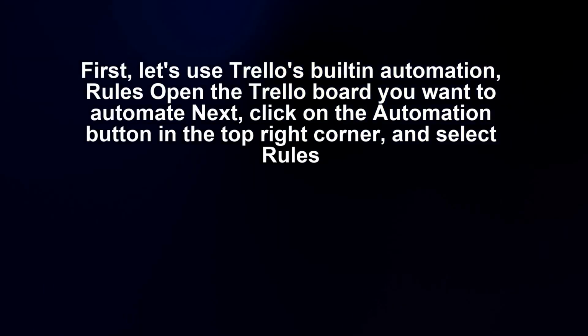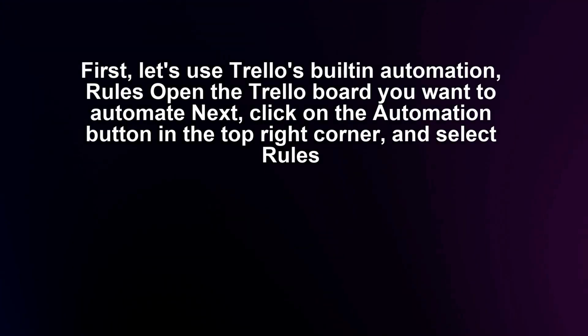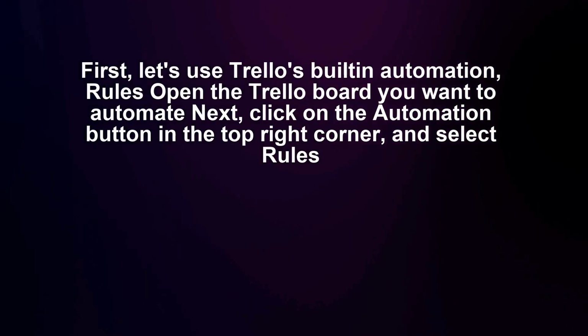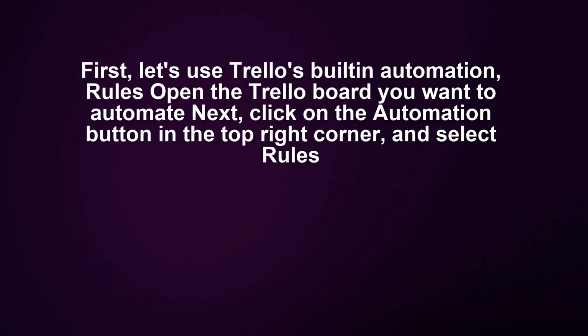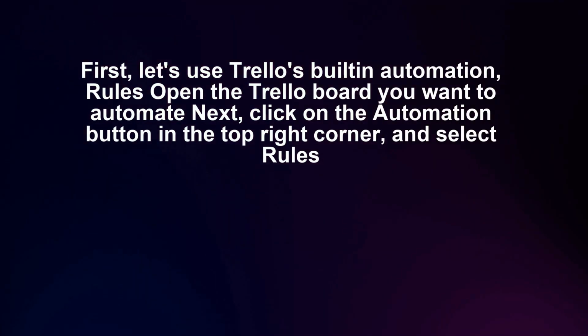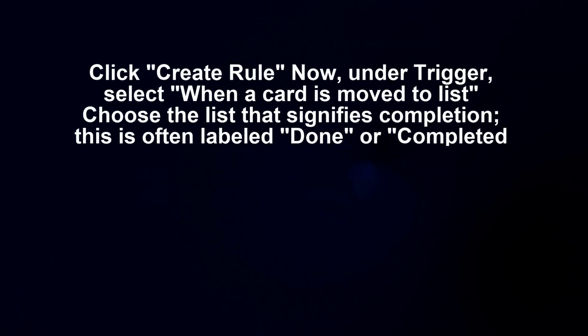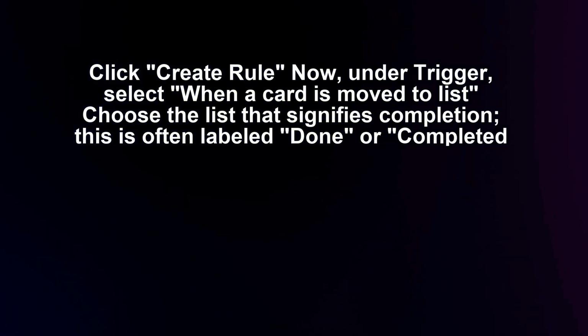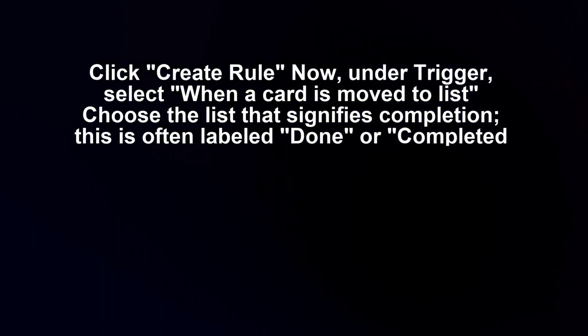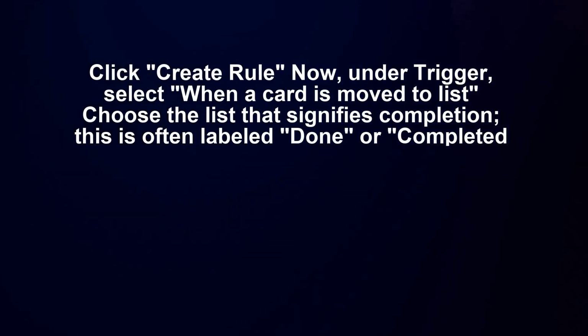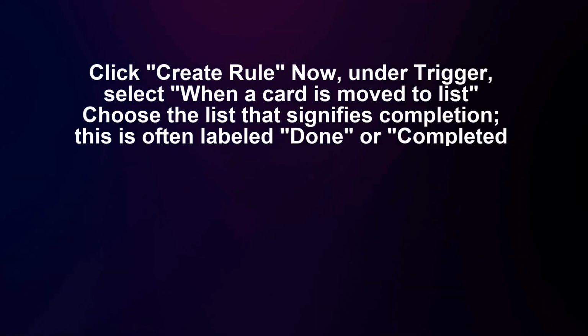First, let's use Trello's built-in automation rules. Open the Trello board you want to automate next. Click on the automation button in the top right corner and select rules. Click Create Rule. Now, under Trigger, select when a card is moved to list. Choose the list that signifies completion. This is often labeled Done or Completed.